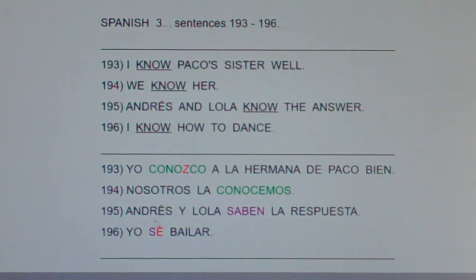So you have to use a form of saber. What is the only form of saber that's irregular in the present tense? The yo form. So remember, the yo form of conocer in the present is irregular, conozco, and the yo form of saber in the present is irregular, sé. Now, sé has an accent. Remember, I know for a fact that I have an accent.